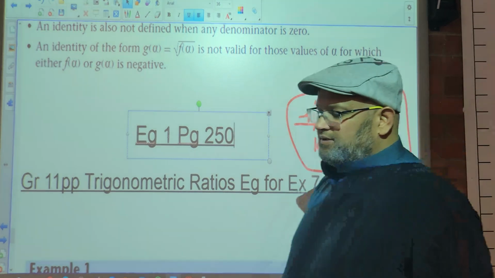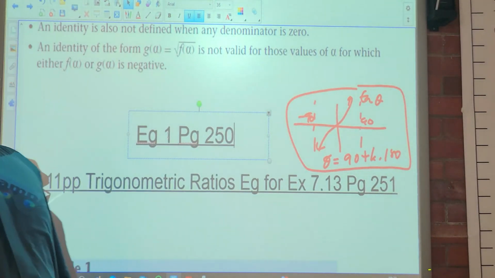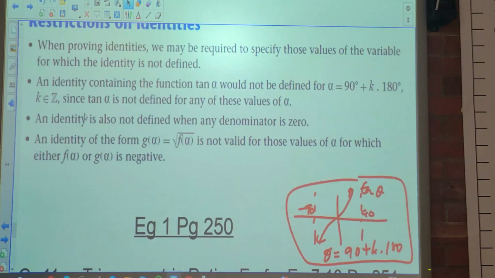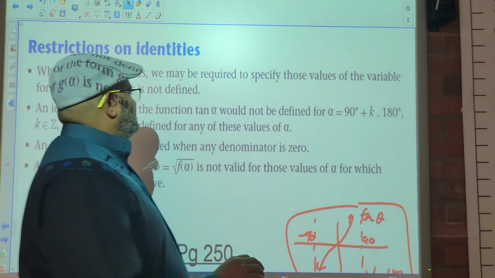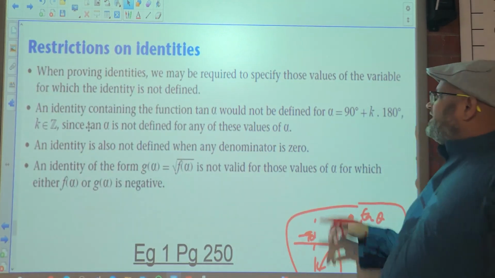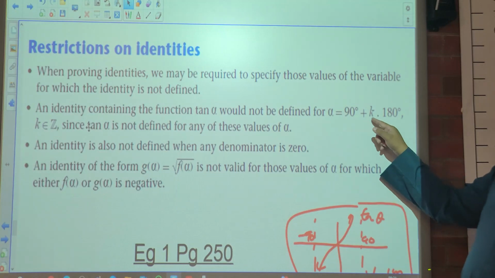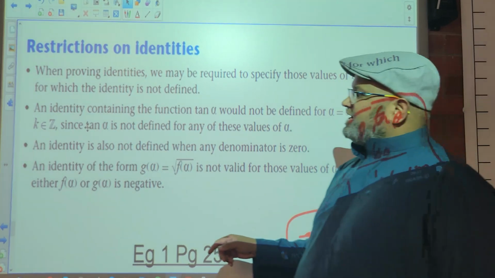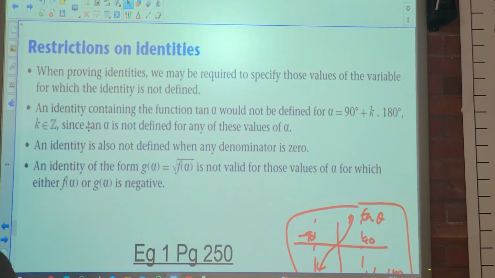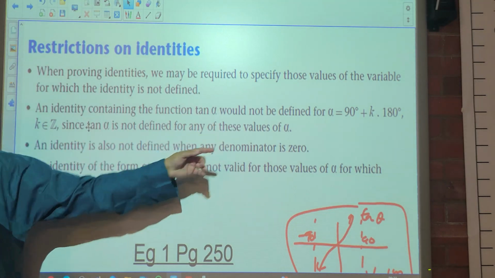Okay. An identity containing a function tan alpha would not be defined for alpha is 90 plus k times 180. This is exactly what I just said now, okay? Where k is an element of integers, since tan alpha is not defined for any of those values of alpha. An identity is also not defined when the denominator is 0.